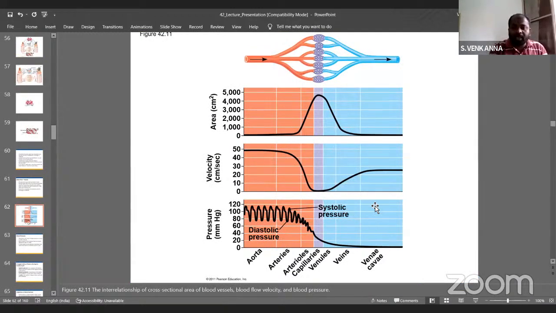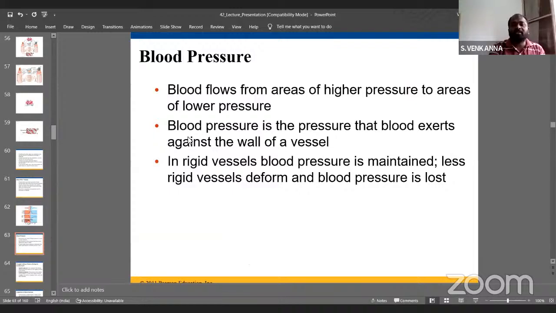systolic pressure and diastolic pressure. So aorta, arteries, this is only the observation of the electrocardiogram, ECG, images. The blood pressure, BP, is the blood pressure. BP means blood pressure. Blood flows from areas of higher pressure to areas of lower pressure. So this is a higher pressure to lower pressure. It is the blood flow.